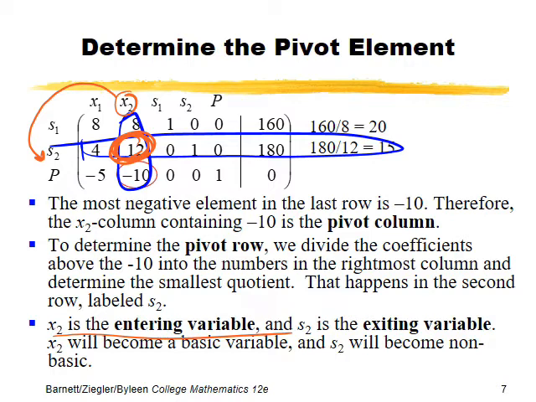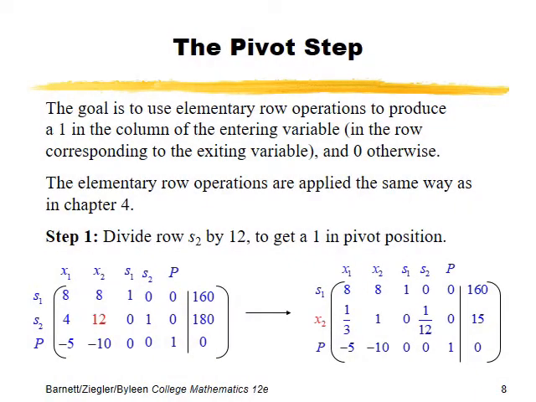So x2 is the entering variable and s2 is the exiting variable. Why is s2 the exiting variable? Because s2 is in the pivot row's position. So x2 will become a basic variable and s2 will become a non-basic variable. How it will become, we will see in the next slide.